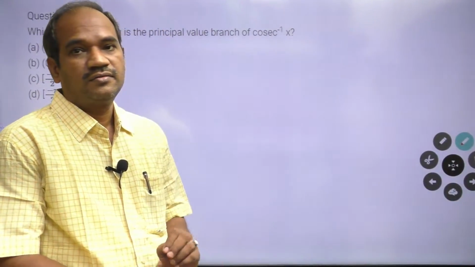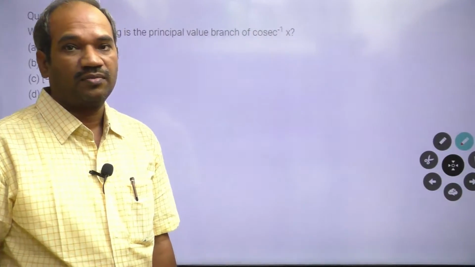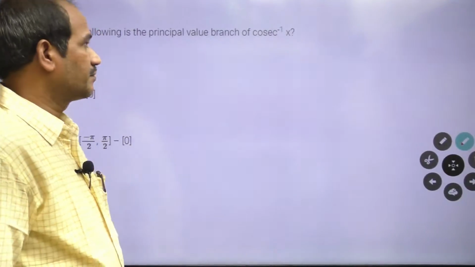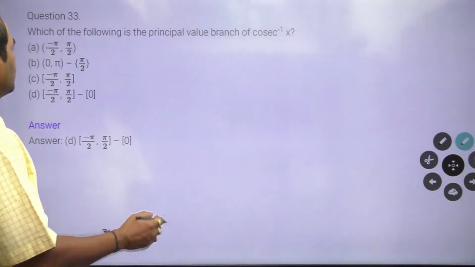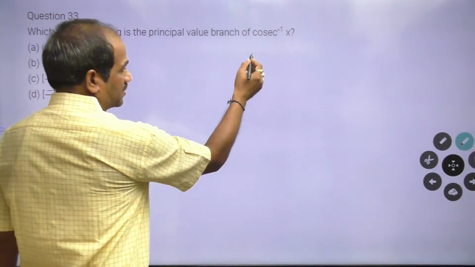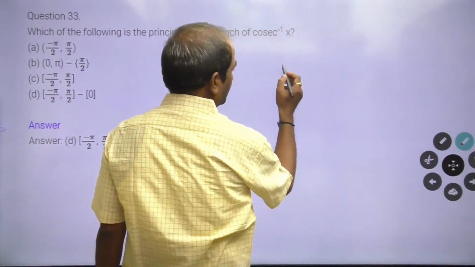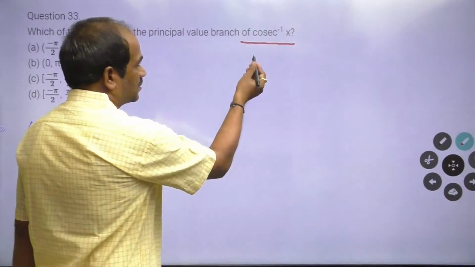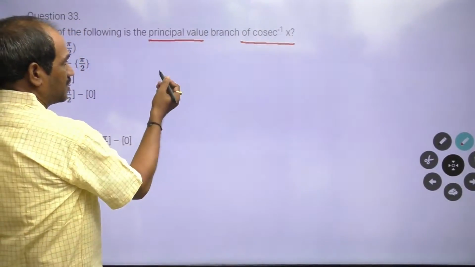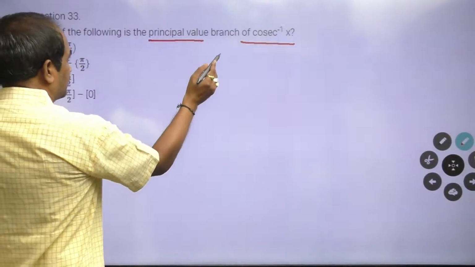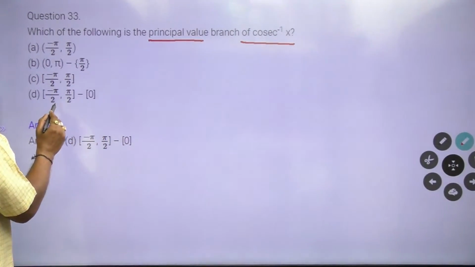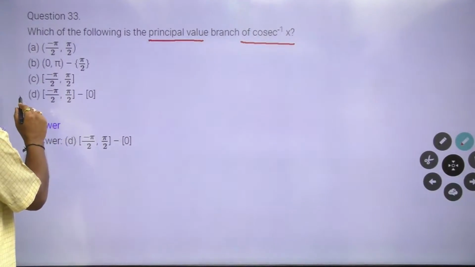Next, continuing with inverse trigonometric functions, objective problems. Today's first question: which of the following is the principal value branch of cosecant inverse x? The direct answer is the closed interval minus pi by 2 comma pi by 2, minus {0}. This is the answer.